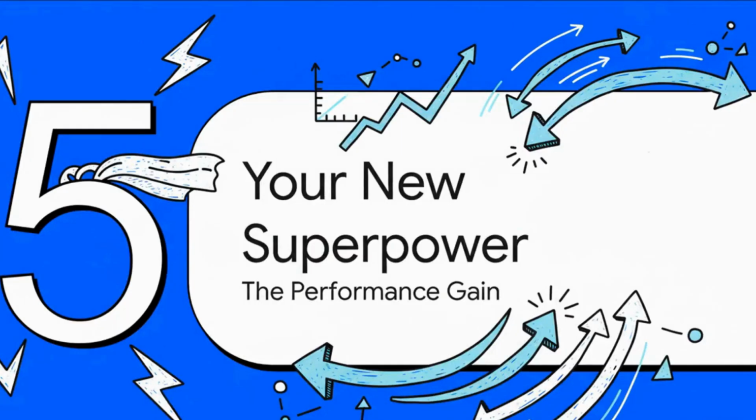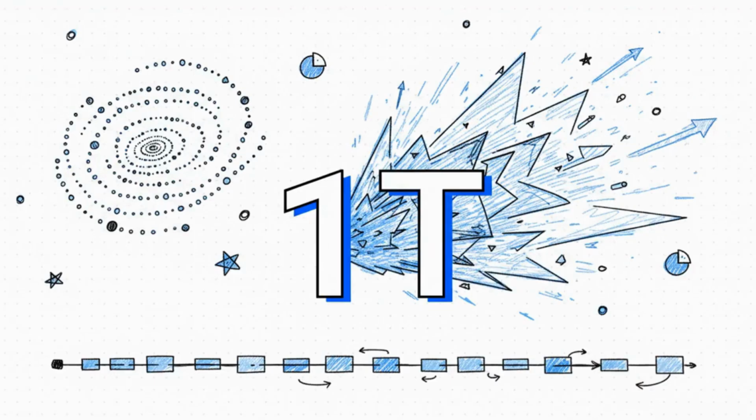Let's wrap this up by focusing on the real reason this is such a big deal. This isn't just a small optimization. The performance gain you get is your new superpower. It is absolutely massive. Just take a look at this number for a second. 1 trillion. That is a 1, followed by 12 zeros. It's just an absurdly large number, right?